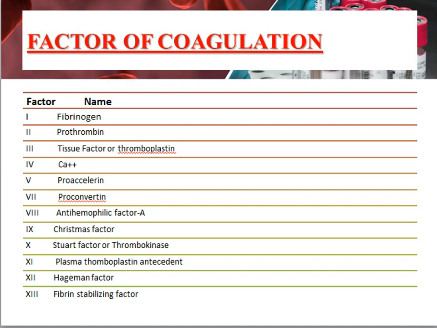So next are the factors which affect coagulation. First is fibrinogen, second prothrombin, third tissue factor or thromboplastin, fourth calcium, fifth proaccelerin, sixth, seventh one is proconvertin, eighth anti-hemophilic factor A, ninth one is Christmas factor, tenth is Stuart-Prower factor or thrombokinase, eleventh plasma thromboplastin antecedent, twelfth is Hageman factor, and thirteenth is fibrin stabilizing factor.